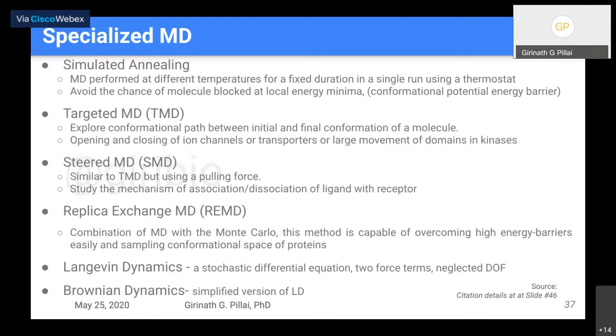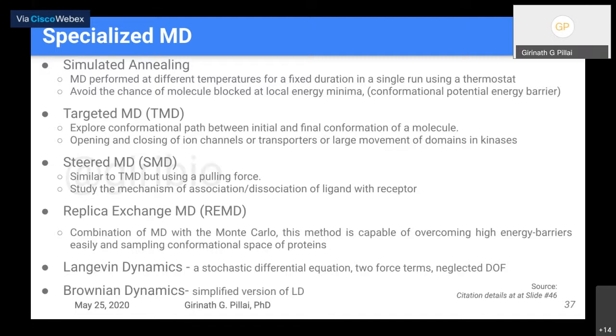REMD is also widely used now, I can see many papers coming up on replica exchange MD, a combination of MD with Monte Carlo. This method is capable of overcoming high energy barriers easily and sampling the conformational space of a protein. So Monte Carlo gives you, what to say, freedom to have a better organized system for doing your MD. So that's why here it says overcoming high energy barriers easily. So all whatever tools I was discussing, all are capable of doing this.